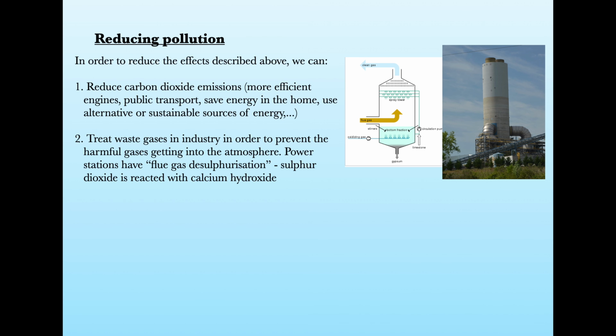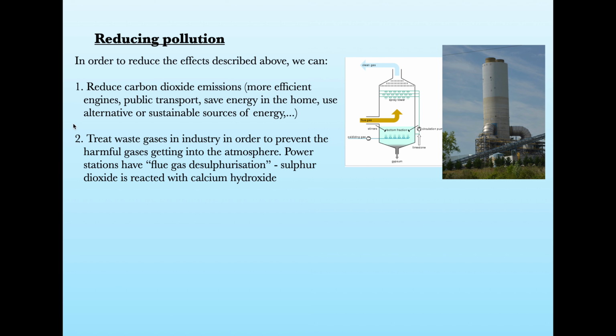Now, we have to think of ways of reducing pollution. So, we have to think about how we can reduce carbon dioxide emissions. So, have more efficient engines, public transport, save energy in the home, and use alternative and sustainable sources of energy. And you've probably researched these before, but things like wind power and solar power, tidal energy, geothermic energy, all of those things, something to think about. Okay, so alternative forms of achieving what we need in terms of energy that don't emit carbon dioxide.